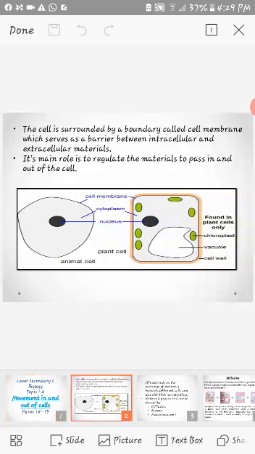As we all know, our cells, the animal or the plant cell, are surrounded by a membrane that is known as the cell membrane, right? There are various functions of the cell membrane. The first function is that it provides a shape to the cell. The second function is that it acts as a barrier that can protect the inner constituents of the cell, and the third main role is that it regulates the material passing in and out of the cell.